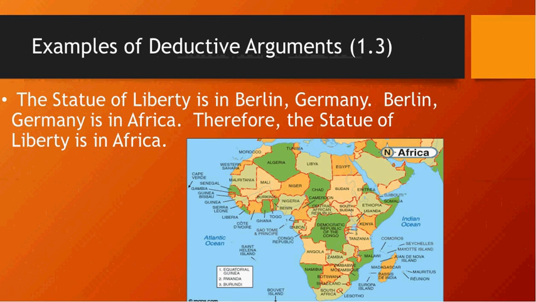If it were the case that the Statue of Liberty was in Berlin, and if it were the case that Berlin, Germany was in Africa, it would have to be the case, it would have to follow, that the Statue of Liberty is in Africa. So this tells us exactly why an argument like this has to be deductive. That idea of necessity is in the background.